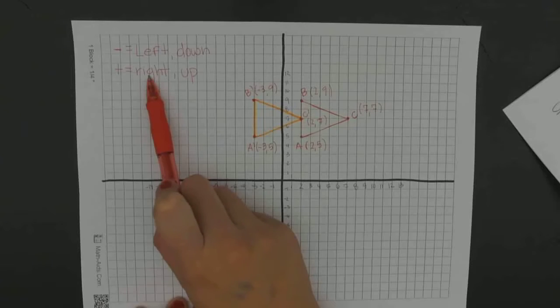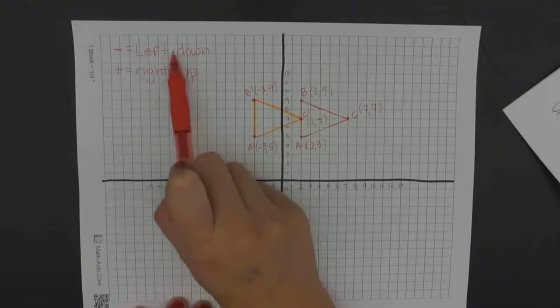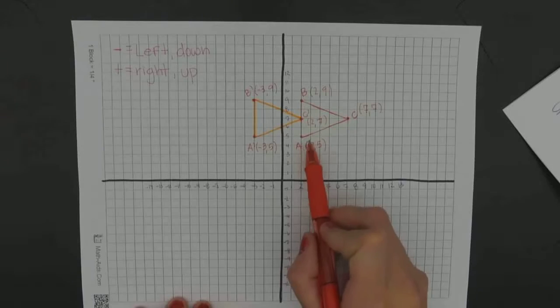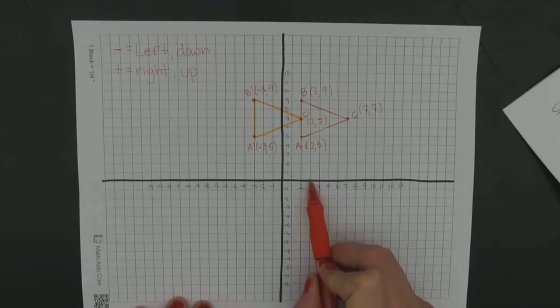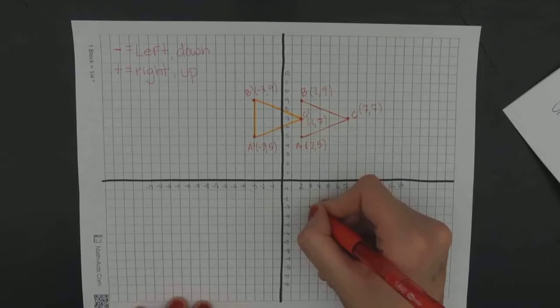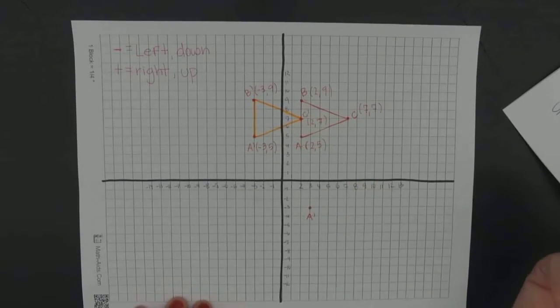So horizontally a positive 1 means to the right 1, and then a negative 8 units vertically, so down 8 units. So we're going to do point A right here. I'm going to go to the right 1 and down 8. 1, 2, 3, 4, 5, 6, 7, 8. Oh, right here, sorry. Okay, so that looks like my A prime.